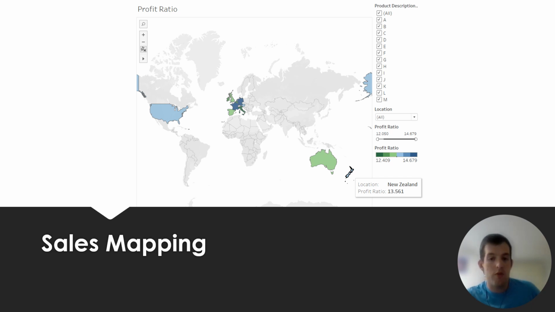You can see which ones are the most profitable by seeing dark blue, and it actually is France and Germany up there at the top. So France is one of the highest profit ratios. So if you're talking about getting rid of product C, then you're talking about getting rid of one of the best profit ratios that you have. So it'd be something to consider. Whereas Italy's coming in at the lowest, 12.4% profit ratio, and the highest is Germany at 14.7.